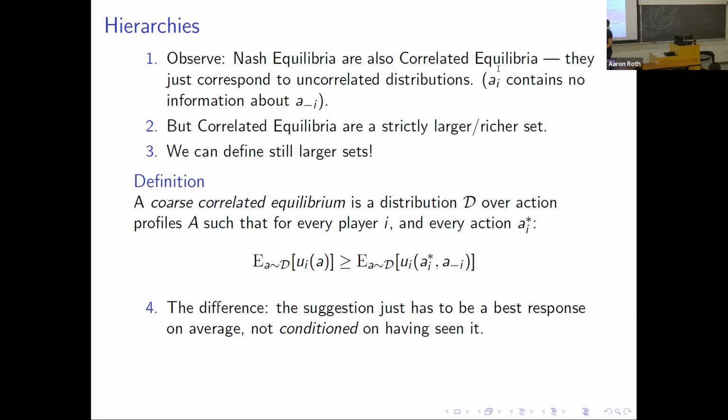The only difference between this, a coarse correlated equilibrium, and a correlated equilibrium is whether the set of deviations you are allowed to consider are allowed to depend on the correlating device. In a correlated equilibrium, you can consider deviations after you've seen the suggestion that you would have gotten in the correlating device. In a coarse correlated equilibrium, you have to consider deviations before you've seen the suggestion.